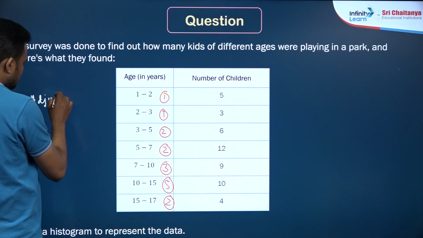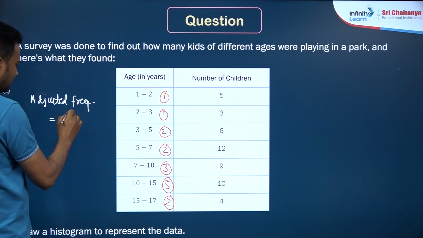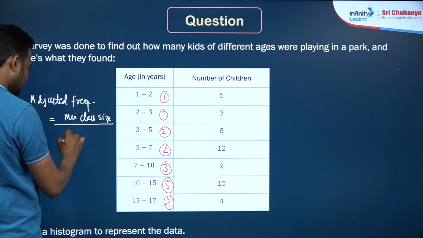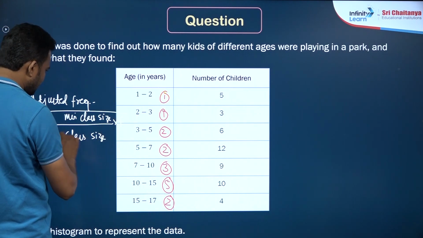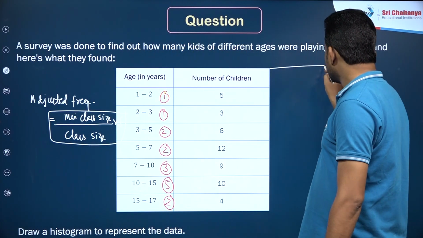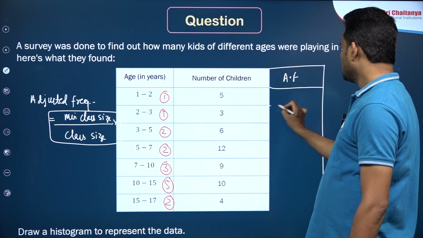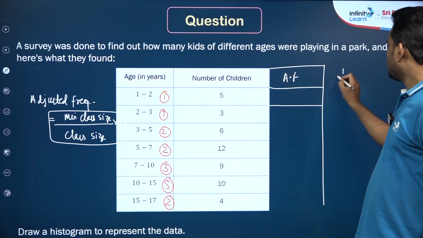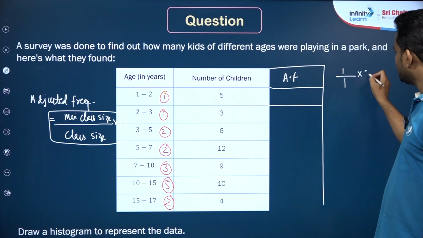So adjusted frequency will be equal to minimum class size upon class size of that class interval, into frequency, that is f. So we use this formula. Let us find the adjusted class frequency, that is the new class frequency, for the first class interval. So what is the minimum class size? 1. So 1 upon, what is the class size of this class interval? 1. And what is the frequency? 5. So 1 by 1 into 5 is 5.